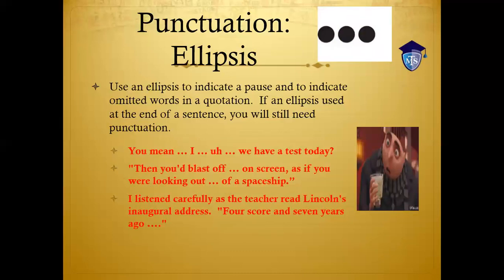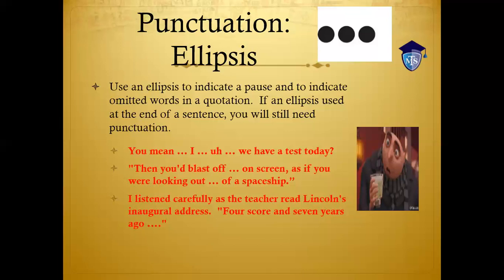"You mean... we have a test today." Having the ellipsis in the sentence shows that the speaker was really nervous and confused and was in a bad mood having an exam that day. So usually the ellipsis shows your pauses in a verbal speech.